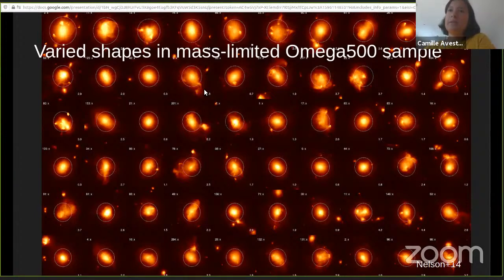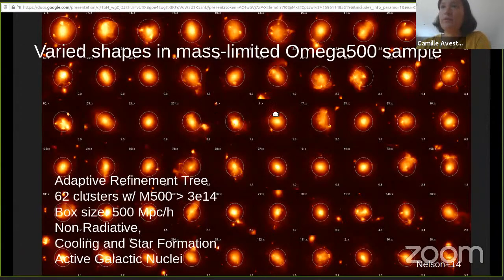The Omega 500 sample is a mass limited cluster sample simulated using the adaptive refinement tree. And this is a panel of a number of the mock X-rays that came out of the sample. Highlighting this also, if folks are interested in using this, this is one of the products that is shareable, and we're happy to share from the various groups.